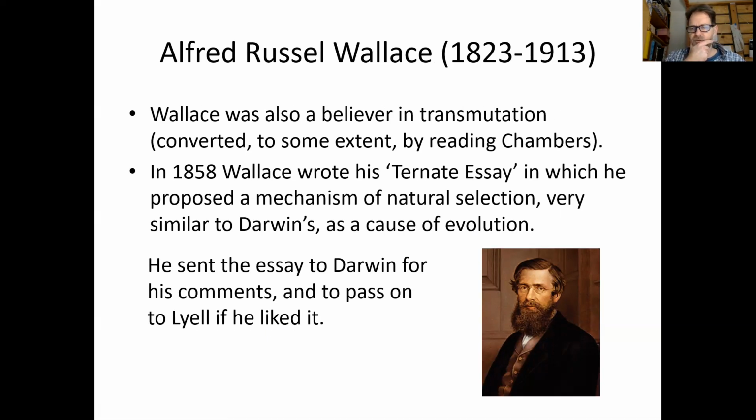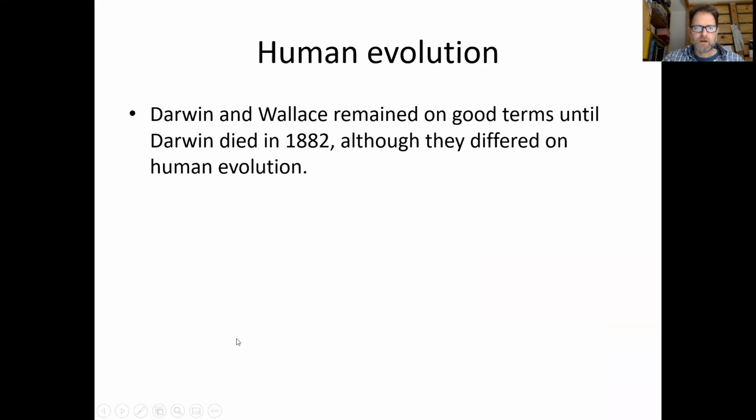Darwin was a generous guy, because even after his Origin was published, he referred to the theory of natural selection as Wallace's and my theory, something like that. And so Darwin and Wallace remained on good terms, although they did have a bit of a falling out over another essay that Wallace wrote, where he criticized human evolution.